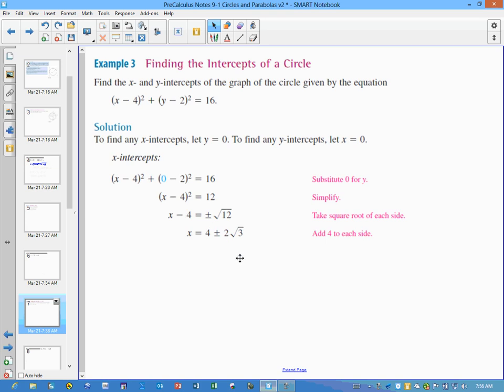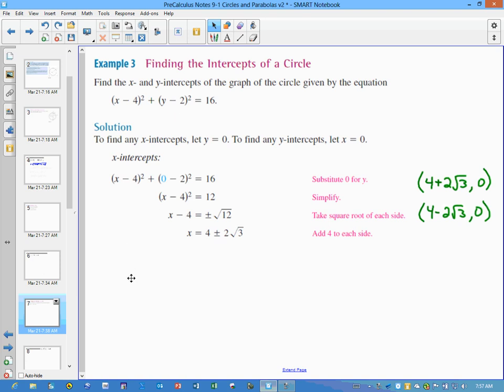And the important thing to understand here is that intercepts are actually points. So this is the x-coordinate of the point, and the y-coordinate, like you would expect, should be 0. So the intercept is actually the point (4 plus 2 root 3, 0), or the point (4 minus 2 root 3, 0). The plus or minus means we have 2 of them. So this is one intercept, and this is the other intercept. And notice how we have a value for x, but the y is 0.